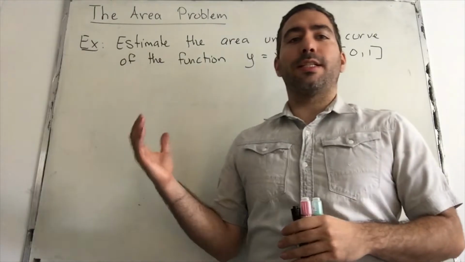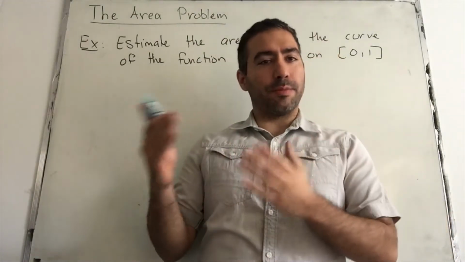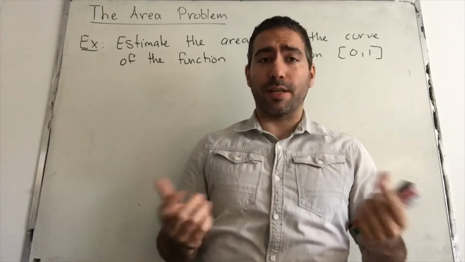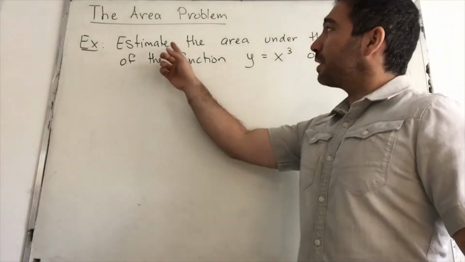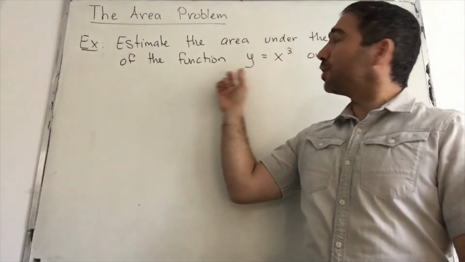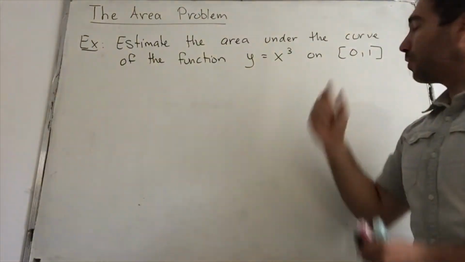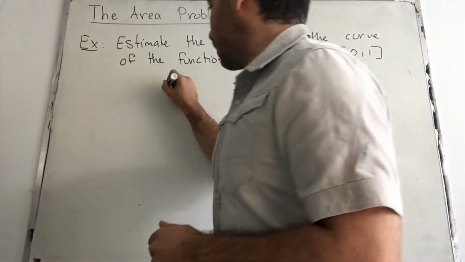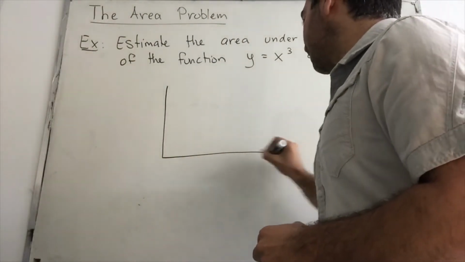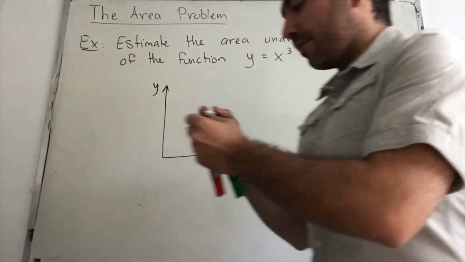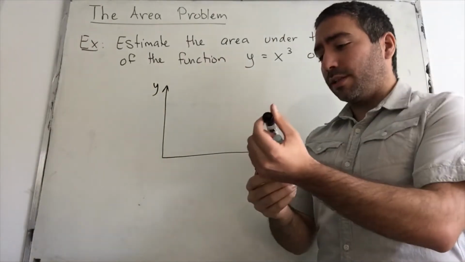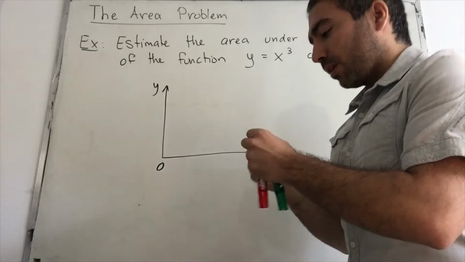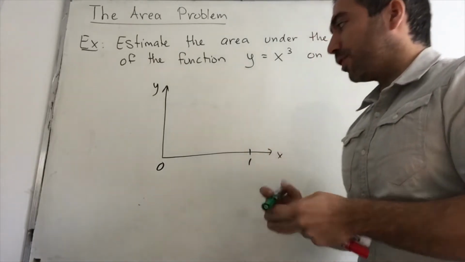So let's take a look at this example over here to see why taking a random shape and splitting it up or partitioning it into smaller rectangles is a good idea. Over here it's asking us to estimate the area under the curve of the function y equals x cubed on the interval 0 to 1. So let's begin by sketching the function. We have our Cartesian plane, x-axis, y-axis. We have our function x cubed on the interval from 0 to 1. So the 0 is over here, let's say 1's over here. And the cubic function looks something like this.